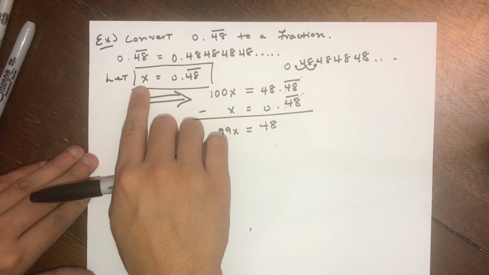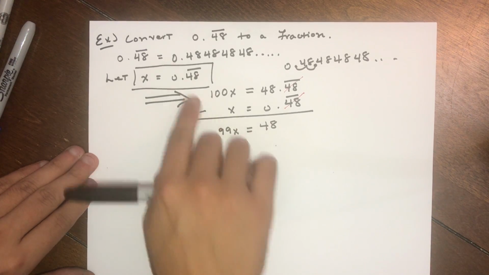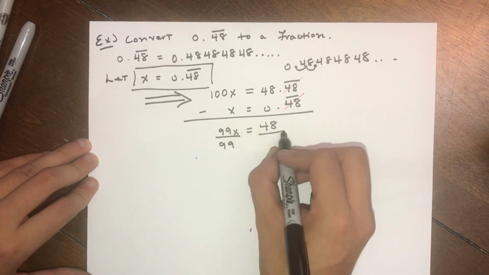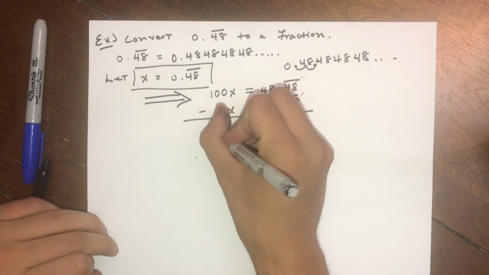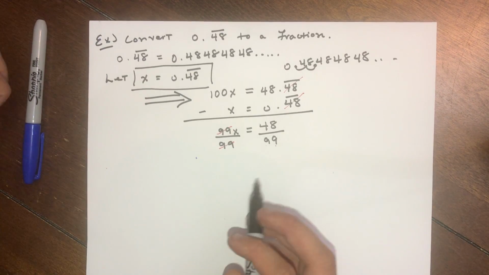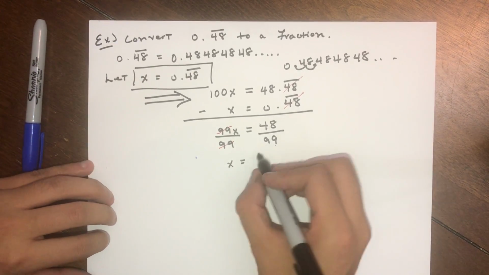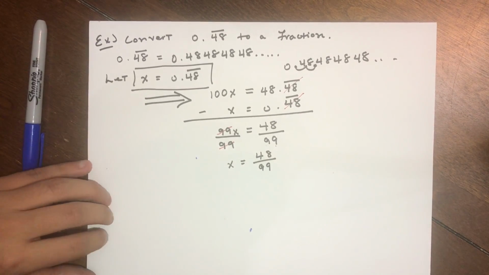X is by itself up here, so x needs to be by itself down here so we can see what this is as a fraction. To do that, we divide both sides by 99. The 99s cancel to equal 1, not 0, because 99 divided by 99 is 1. So we get x equals 48 over 99.